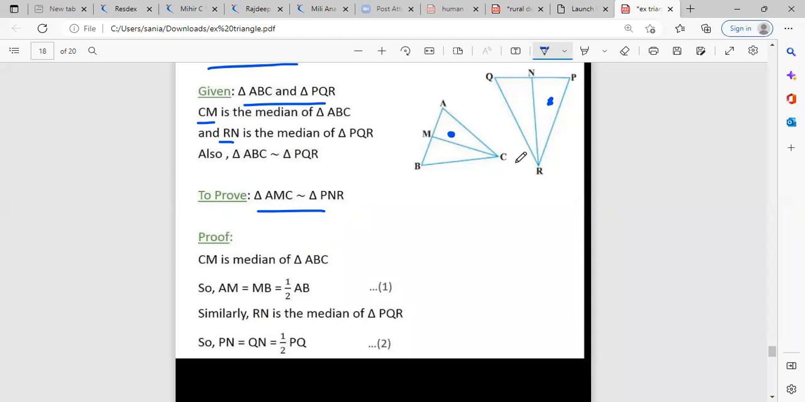So the proof is CM is the median, right? So this means this is the entire line, and this is half. So AM is equal to MB, because it's a median, half, and equals half of AB. This is the first equation. Similarly, this is equal to this, and this is equal to half. So first and second we got it.